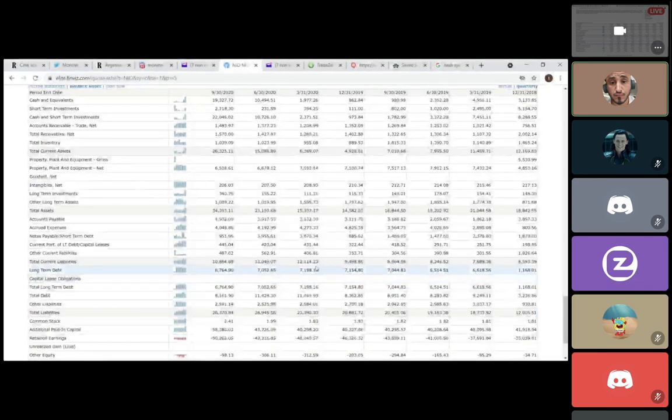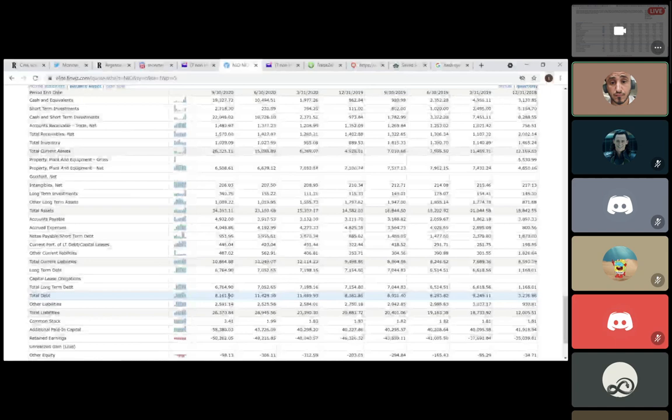You will see here the amount of total debts, calculated with short terms, long terms, and everything. Then there are other liabilities. Other liabilities are just called other liabilities because they are not so important. They are like really short-term debts or whatever.